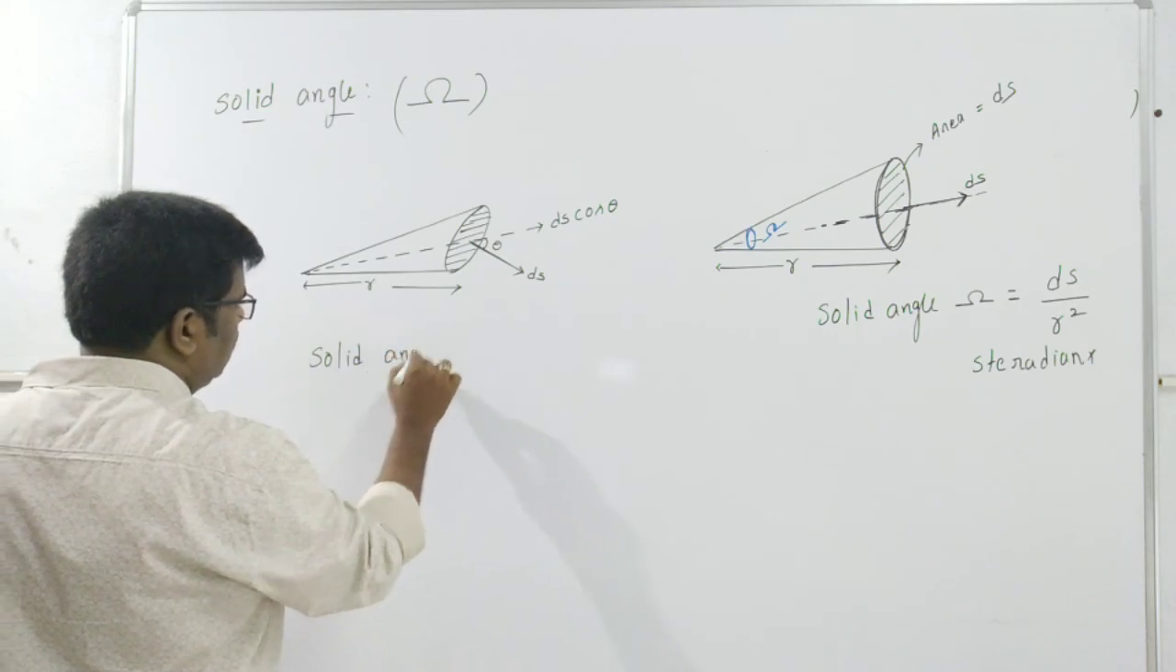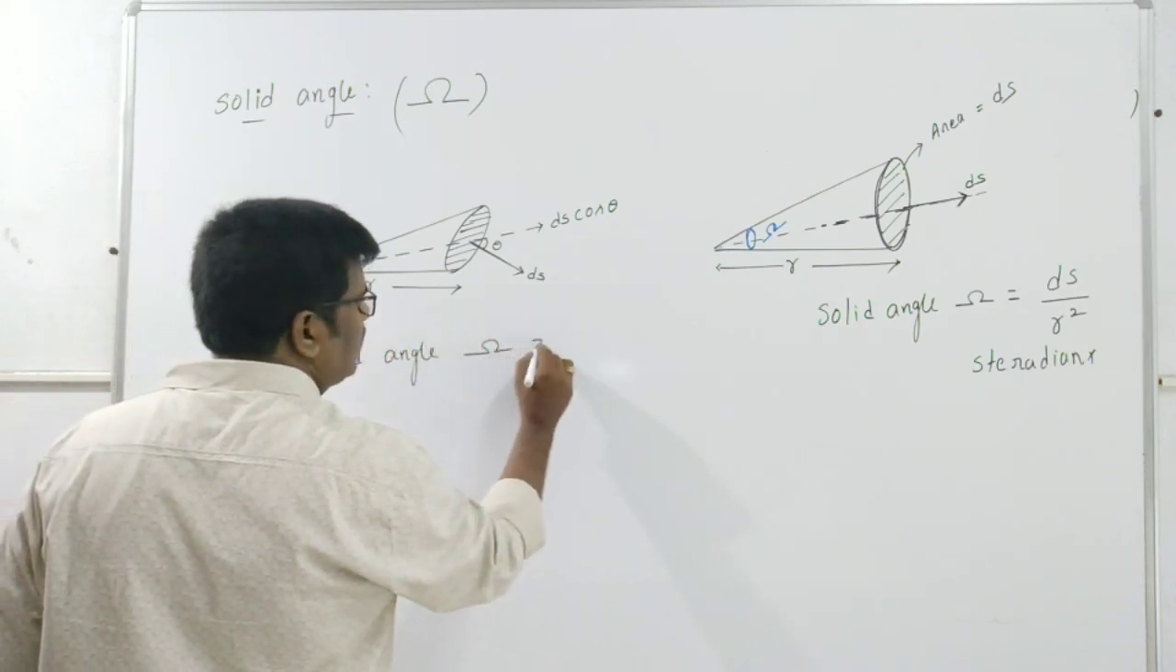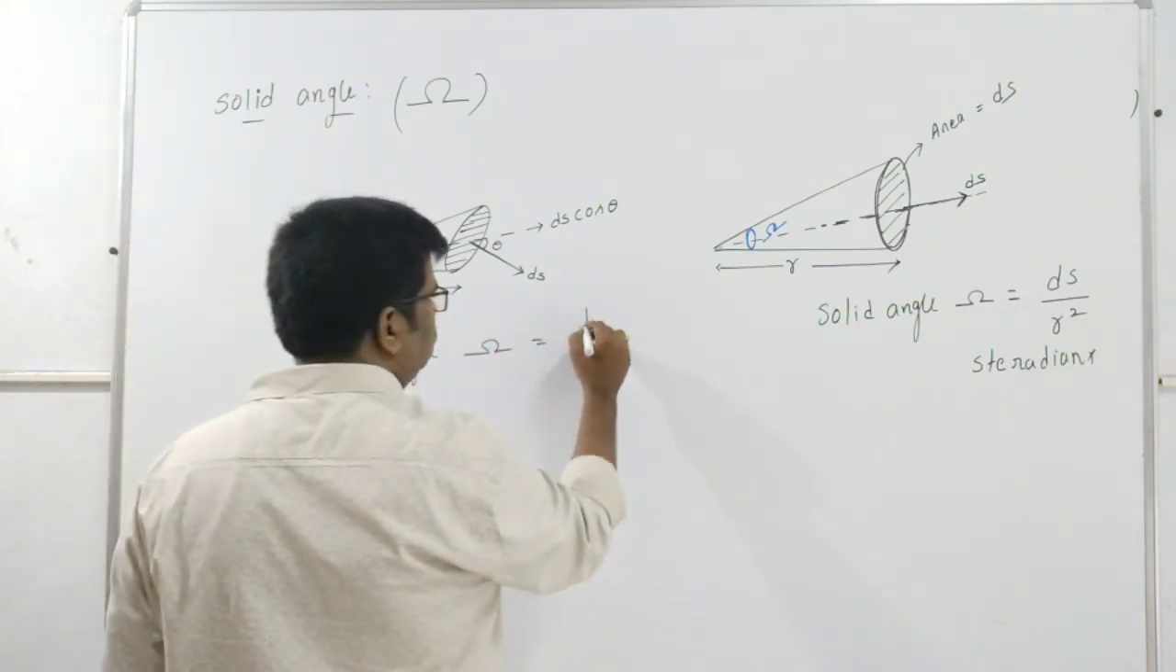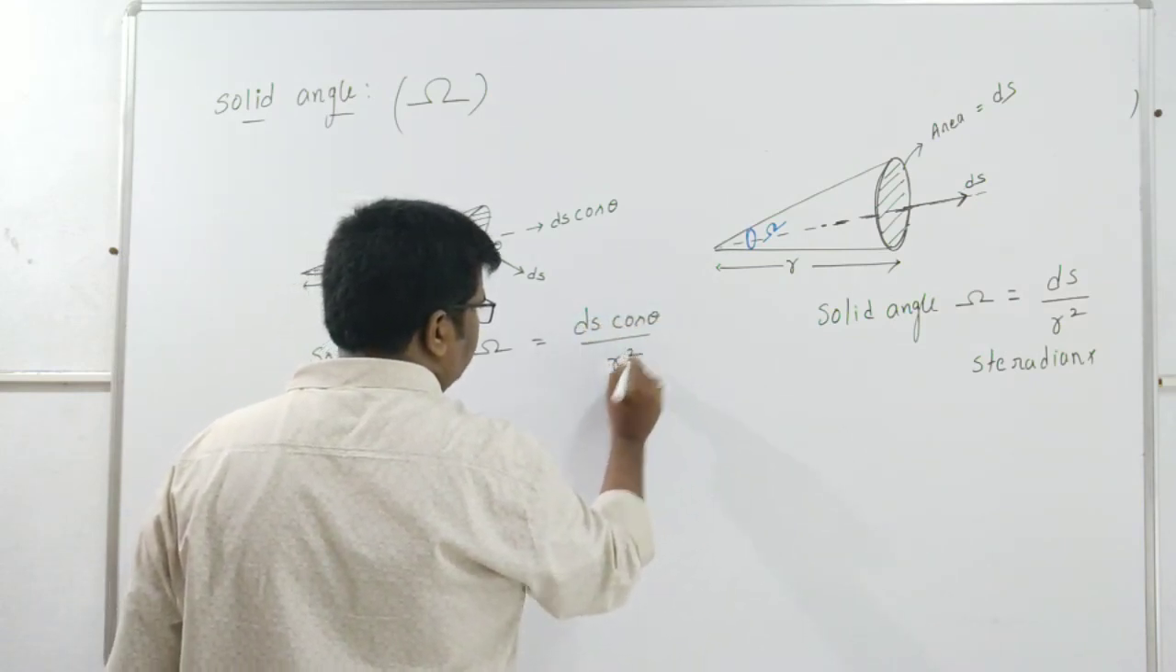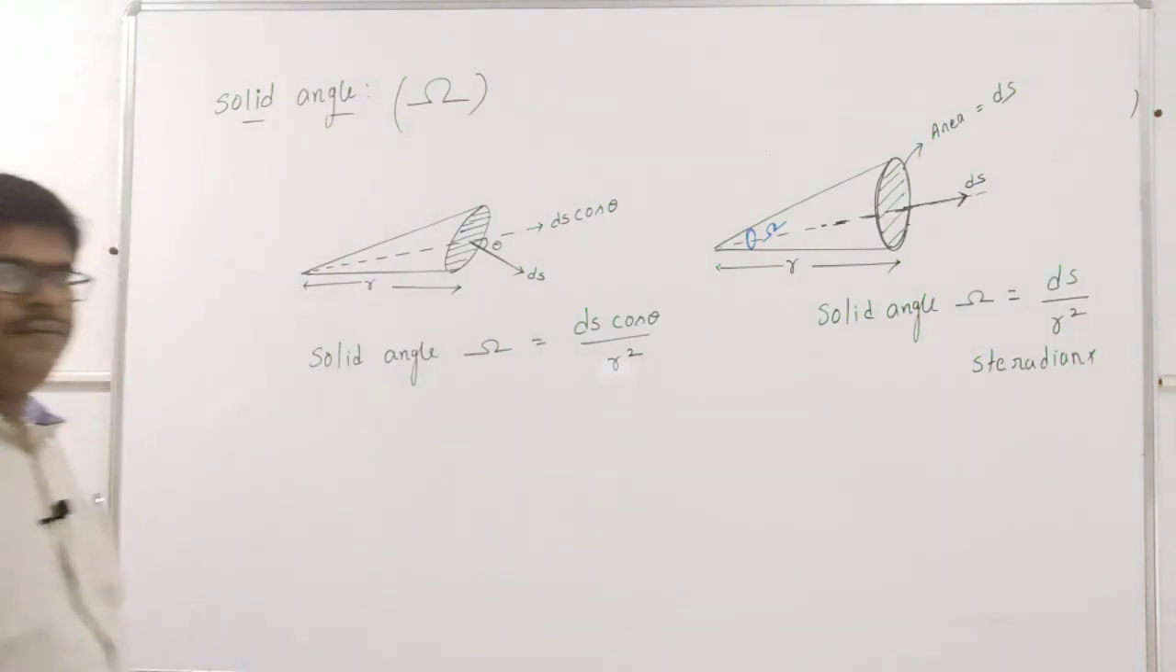Then the solid angle omega is equal to ds cos theta by r square. This is the thing you have to understand.